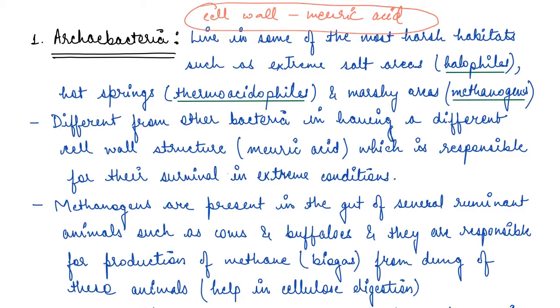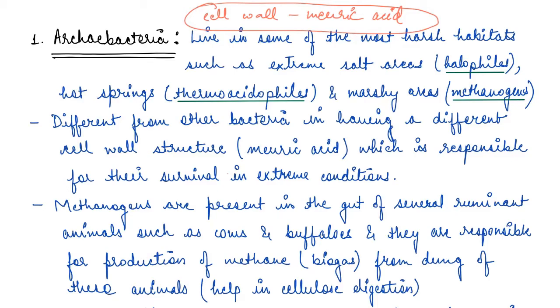Okay, so how are they different? As I said, they are different from other bacteria in having a different cell wall structure, which is made of muramic acid, and it is basically responsible for their survival in extreme conditions. So we'll see some features of these different types of Archaebacteria.